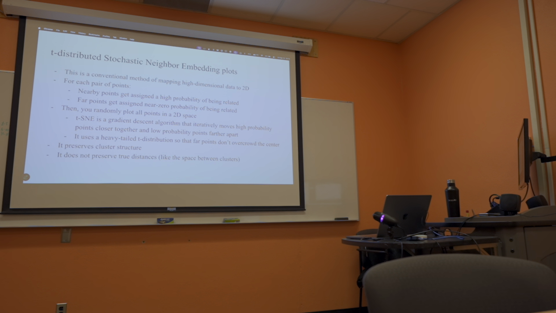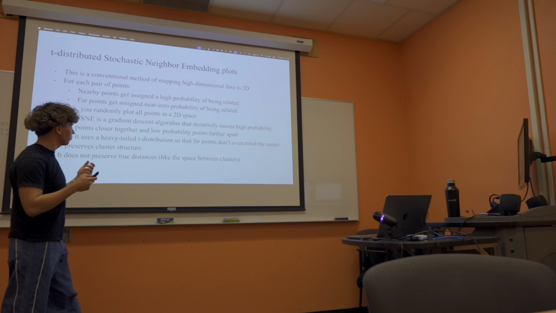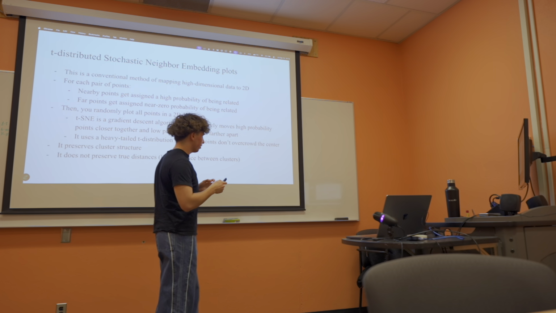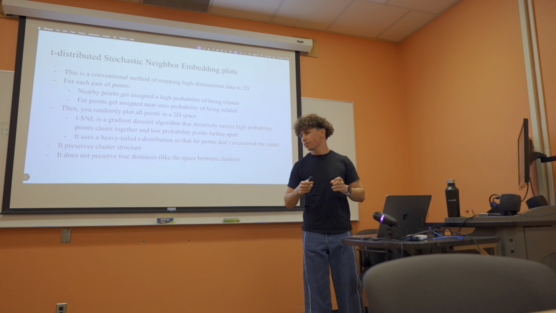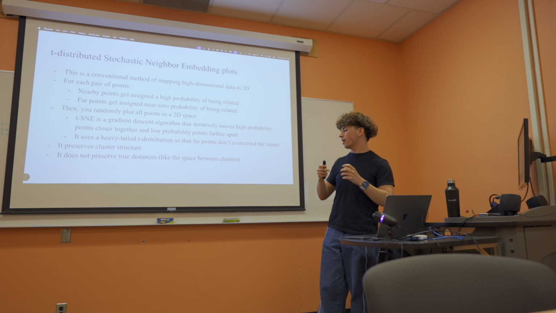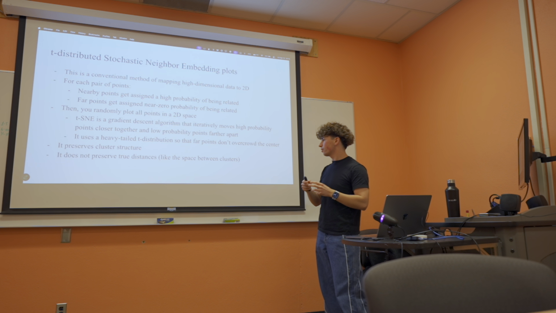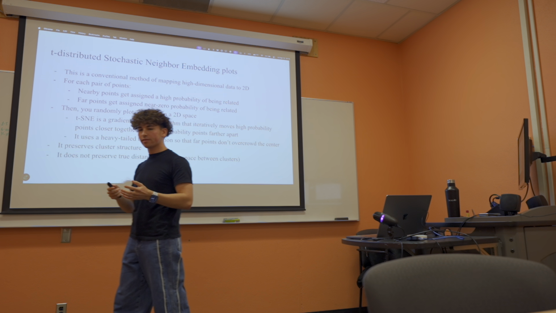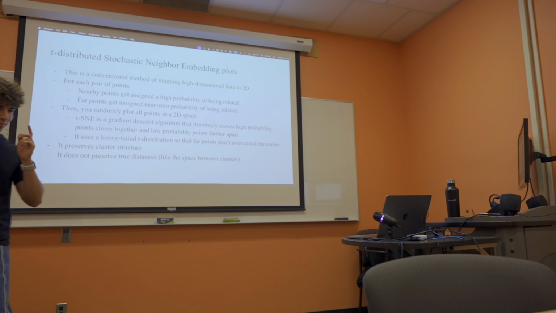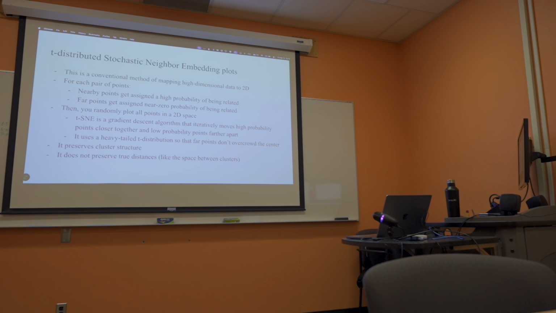So in the original space of 4,000 dimensions, you assign probabilities to each pair of points. So nearby pairs get assigned a high probability of being related, and far points get assigned a low probability. Then you place them randomly across the 2D space, and you use gradient descent to move the points that have a high probability closer together, and the points that have a low probability farther apart. And so it's just a way to map high D spaces to 2D space and graph it. So we can look at it with our human brains, and use the T-distribution, just as a parameter.